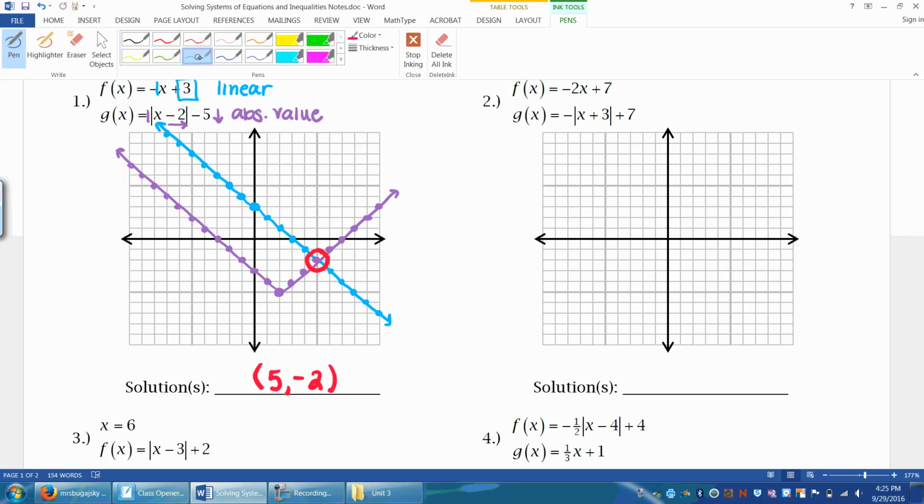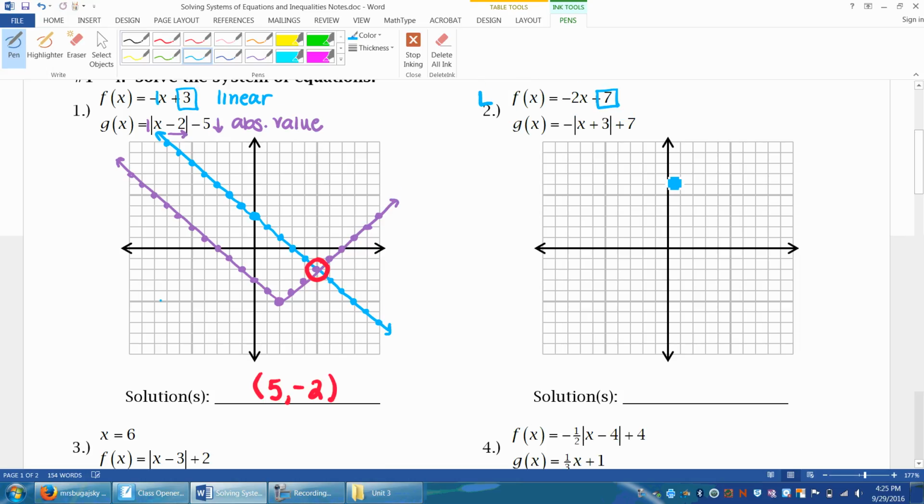On number 2, f of x again is linear. It does not have the absolute value symbol, so I plot the y-intercept first, which is 7. The slope is -2, so I go down 2 to the right 1. And I do the opposite, up 2 to the left 1 on the other side. It should not look like a V, it's a line.